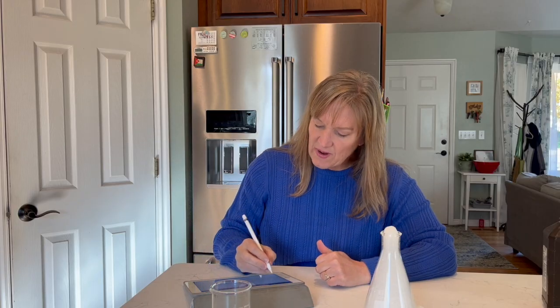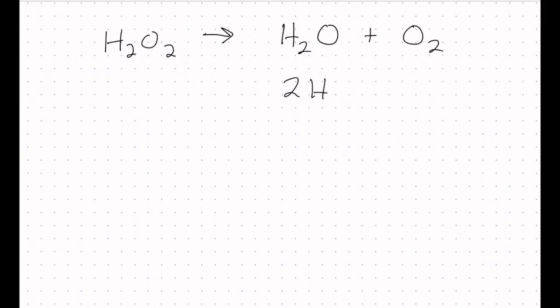So if we write this down, we have H2O2, which is hydrogen peroxide, and that is going to yield H2O plus O2. So let's balance the equation. In the H2O, we have 2H and 1 oxygen, plus we have 2 oxygen. So we have a total of 3 oxygen. And on this side, we have 2 hydrogen and 2 oxygen.